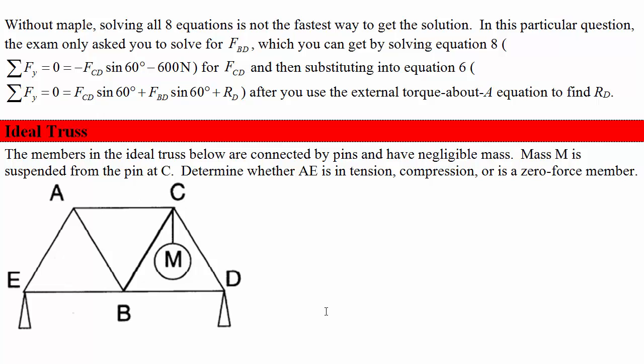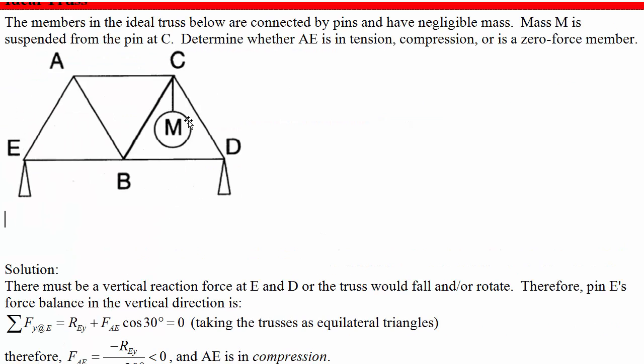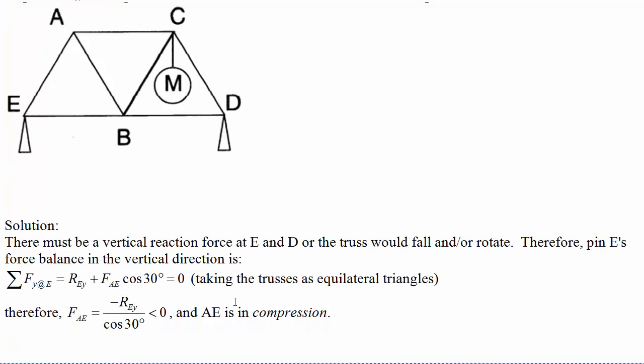All right, the fastest way to do this is to think, okay, we've got this mass here applied. So looking at the reaction forces at E and D, they both have to be pushing up on the truss. If they weren't, then the truss would fall and or rotate. So that means that the reaction force at E is in the vertical direction. Then doing the force balance there, you can see that since we're pushing up from the reaction force, member AE has to be pushing back down on it for this pin to be in equilibrium, which means AE has to be in compression.